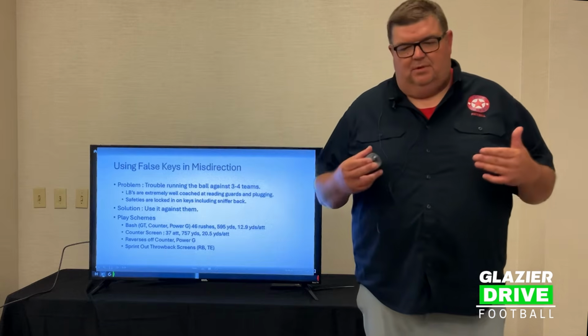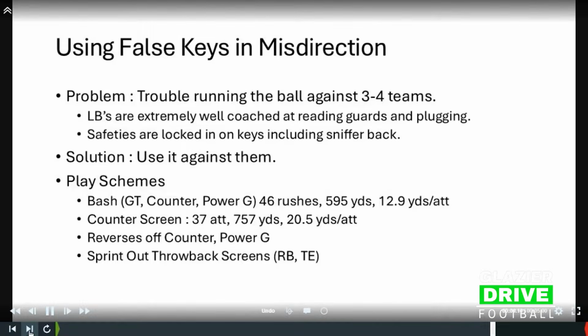them. And so, we're talking about using false keys and misdirection, trying to give the linebackers a wrong key in order to get the ball outside so we can get an extra blocker on the perimeter, or at least get hat on hat and have some of our very fast players in space to take advantage of.